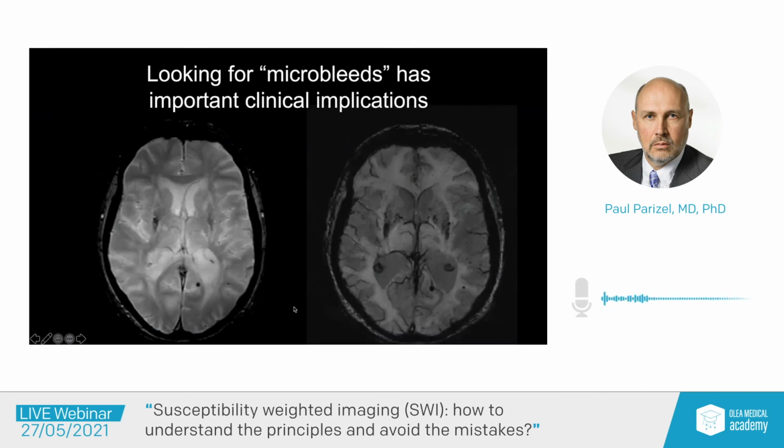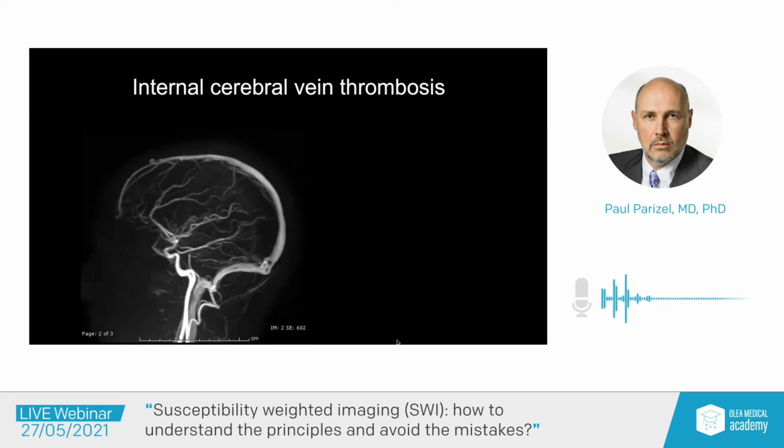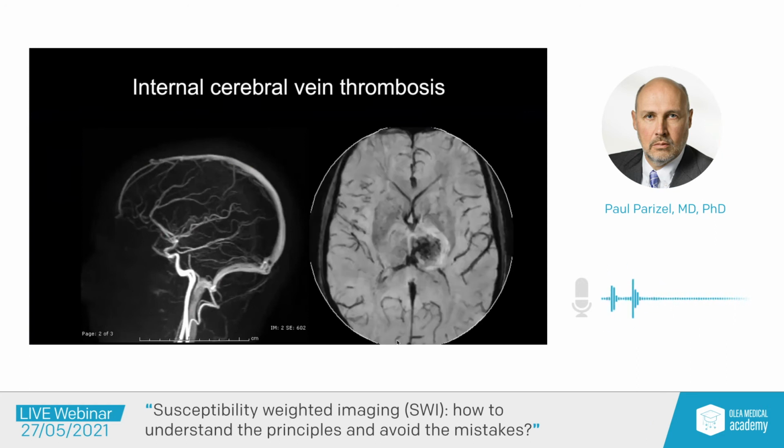There are important clinical implications to look for this, especially in patients with a suspicion of amyloid angiopathy. And you can see here a head-to-head correlation between gradient echo and the susceptibility weighted image, and I point out the lesions to you there. Internal cerebral vein thrombosis: people have been using susceptibility weighted imaging to look, for example, for a venous infarct in the thalamus following occlusion of the internal cerebral vein, and you can see the example here on the image.